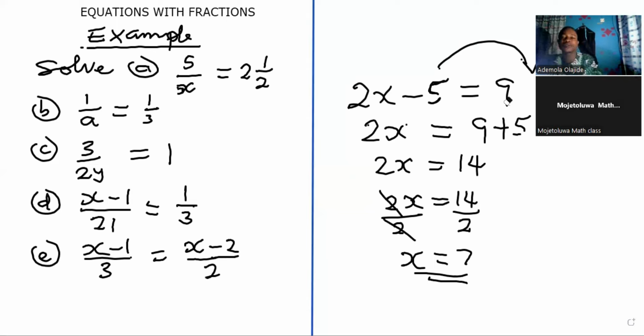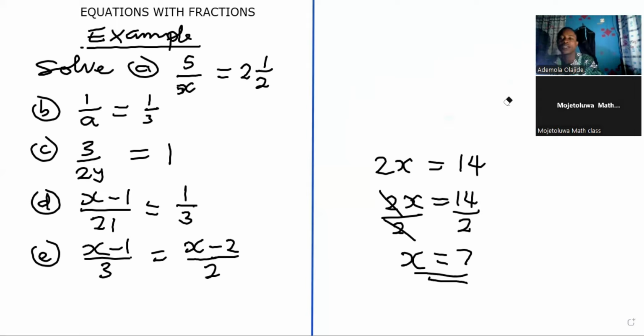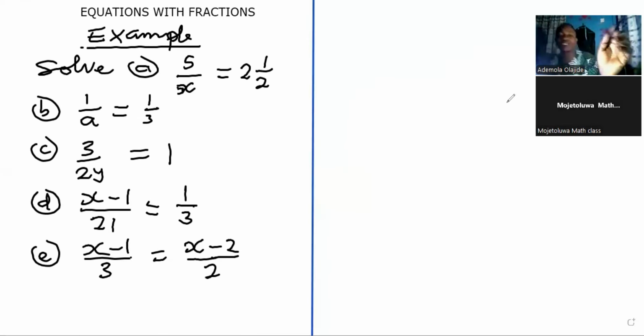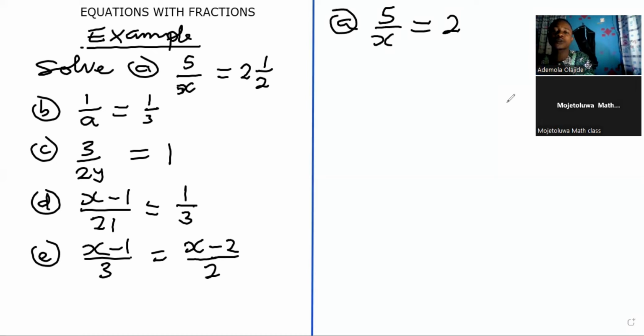So today, we move on to another aspect of equations, the one that involves fractions. And we can see that the fraction we have in each of these is a single fraction on each side of the equal sign. So the first one says you have 5 over x equals 2 and a half. 2 and a half means 2 as a whole number, and this fraction 1 over 2.